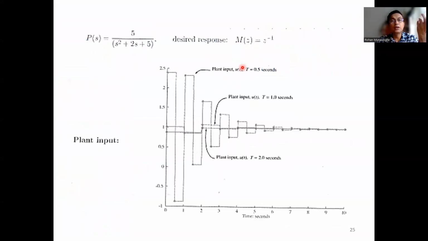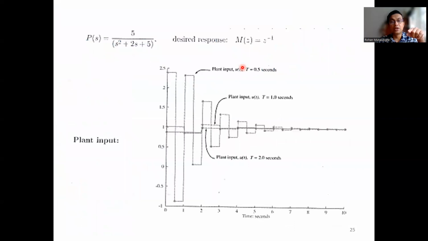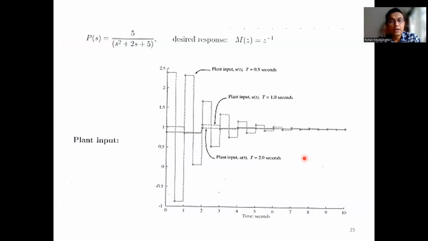This is another one. This is continuous time. This is the same thing in discrete time, for various sampling intervals. This is 0.5 second intervals. This is 1 second interval. This is 2 second interval. So you give it a try, different sampling intervals, and then try to simulate it. So that's about deadbeat. Any questions, please?